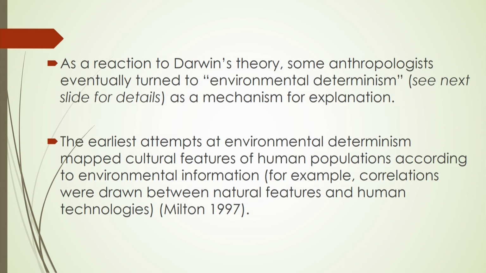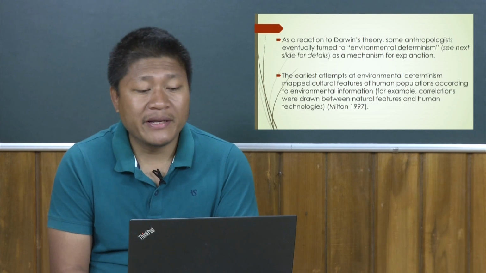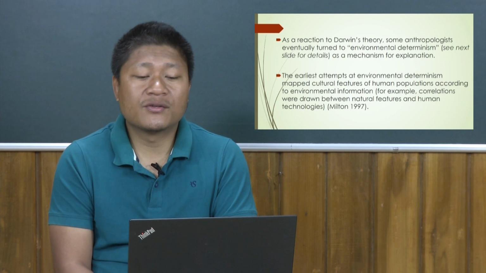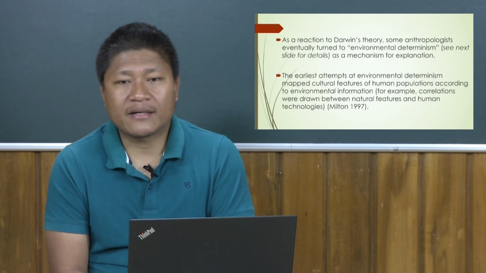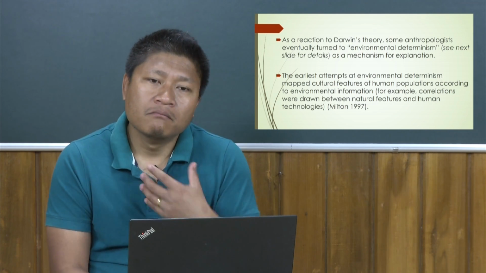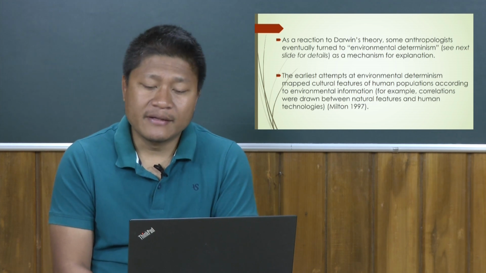theory. Now, one of the earliest attempts in environmental determinism was to map out the cultural features of human populations according to their environmental information. For example, correlations were drawn between natural features and human technologies. Again, human technologies is important here.